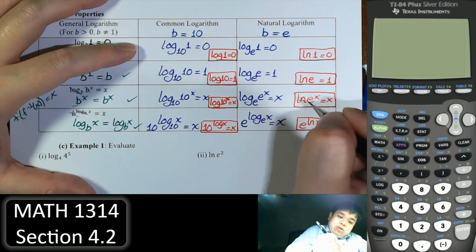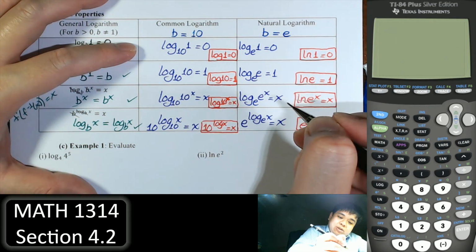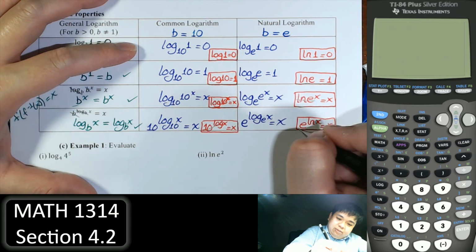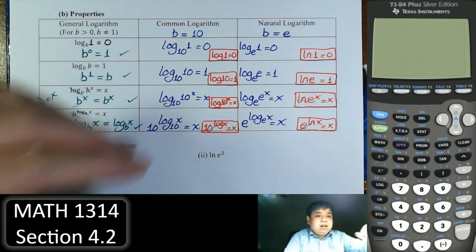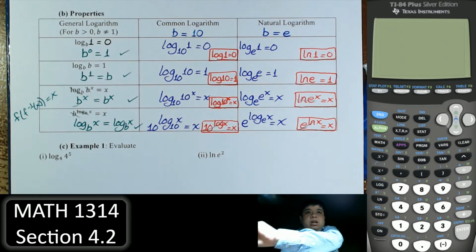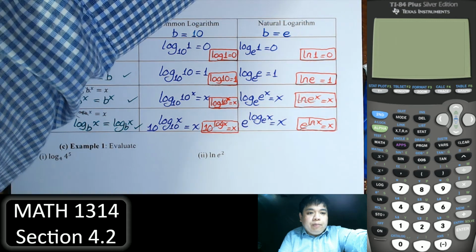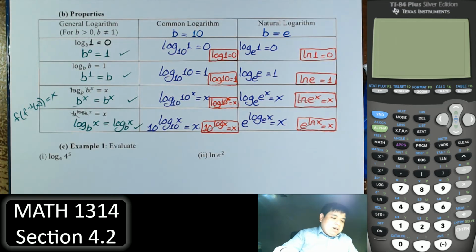Ln and e cancel out. Ln and 10 cancel out. 10 to the log cancels out. E to the ln cancels out. Right. So we use that instead of the definition. It will be easier to do. Right. So let's evaluate this.